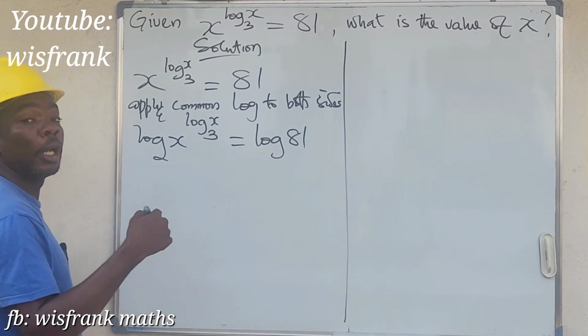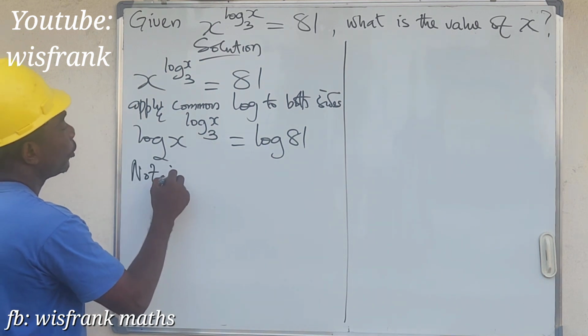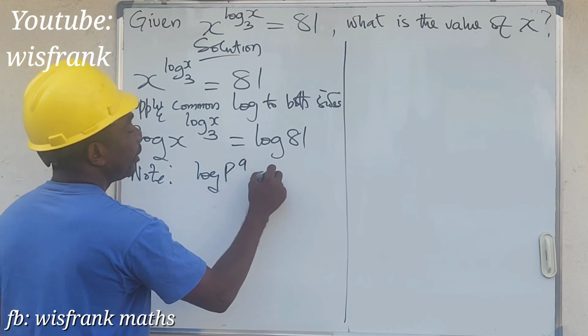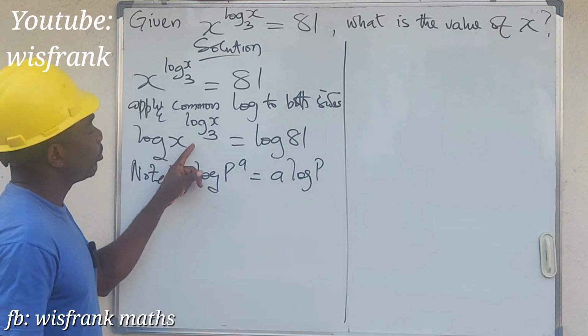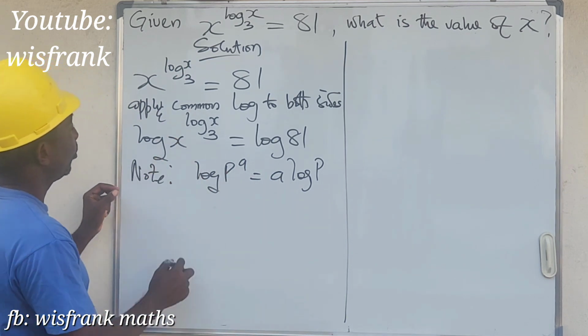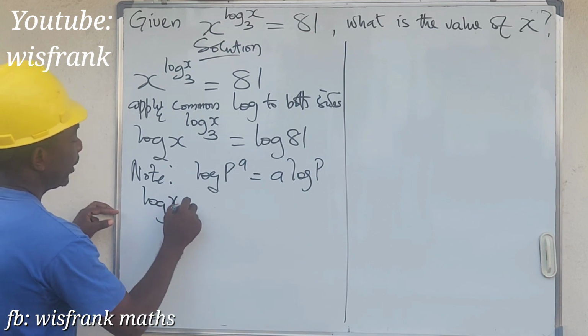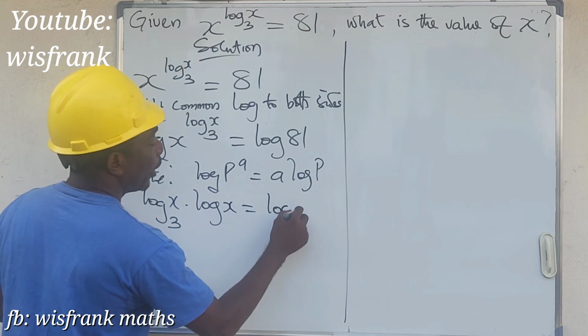From a law of logarithms, we recall that when we have log p raised to the power of a, it is the same thing as a log p. So we are going to express this in this format. This will become log x to the power of 3 times log x equals log 81.